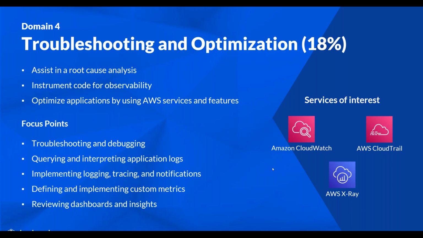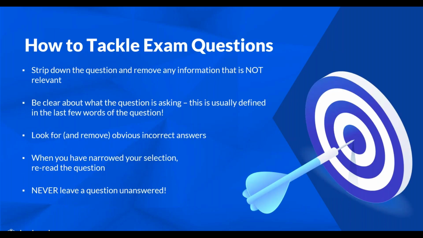Excellent. So those are the 4 domains as spelled out in the exam guide with the various objectives and services of interest. So now we're in exam mode. We're getting ready to take that exam. We've got our 130 minutes. We're on question 1. What are some strategies that we can follow to tackle these exam questions, make sure that we are not falling for any of the distractors, we're not being distracted by any irrelevant information within the question?